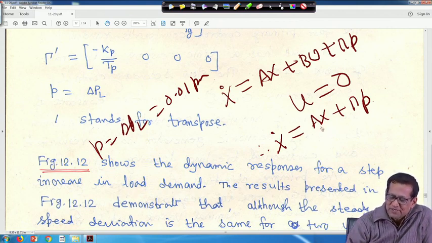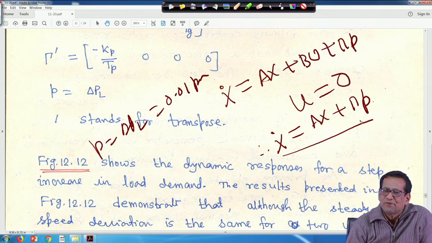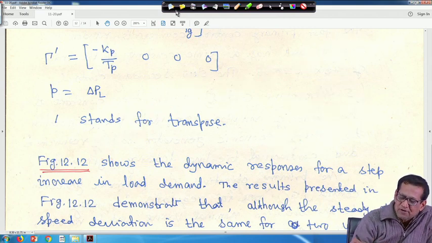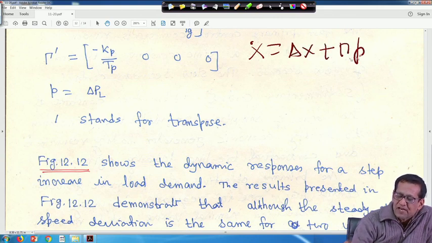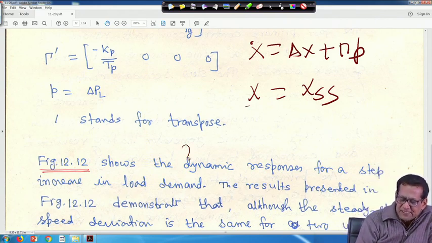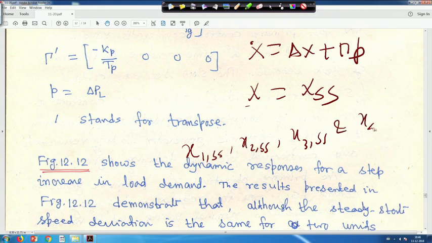But from this equation also, when your system is uncontrolled, you can find out the steady state values. How? When u is equal to 0, x dot is equal to Ax plus gamma p. Now at steady state, x is equal to x s s, that is the steady state value. That means x, all the state variables, that is x1 s s, x2 s s, x3 s s and x4 s s.